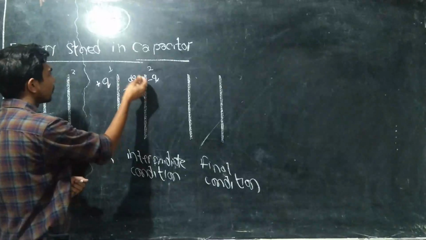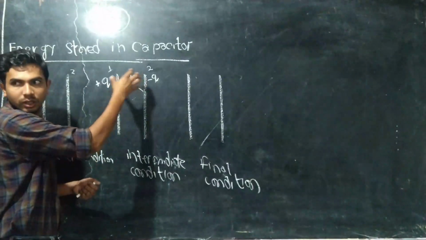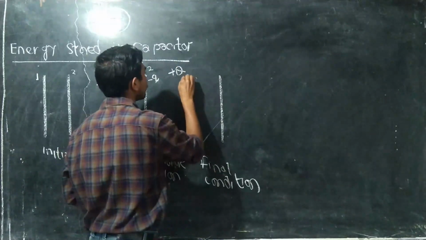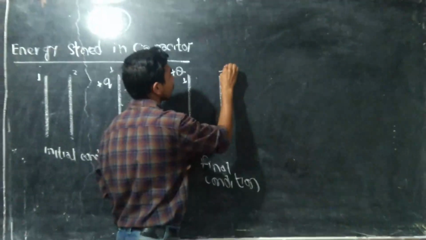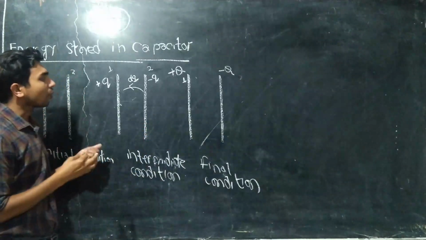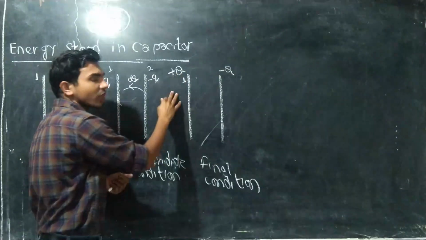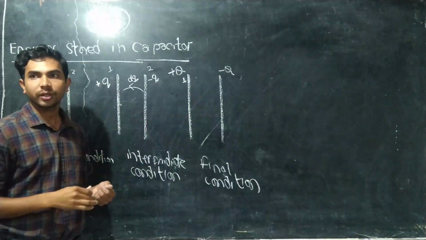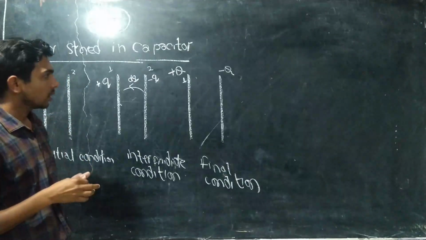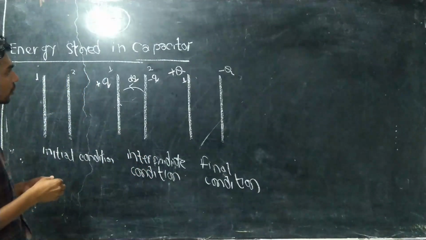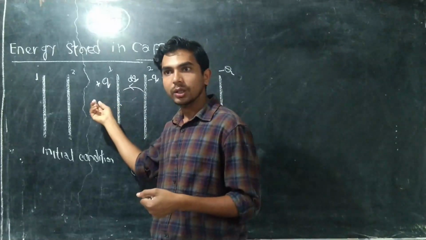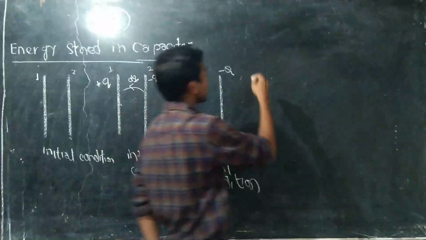Now what happened? A dq amount of charge is going to this one. At the final condition, plate 1 has charge plus q and plate 2 has minus q. This is your intermediate state, but this is your final condition. How much work did it do to bring charge q onto this plate? That's what we are going to find, and that will be the energy stored in the capacitor. First I'm going to calculate a small work done in bringing a small charge. After that I'm writing here.